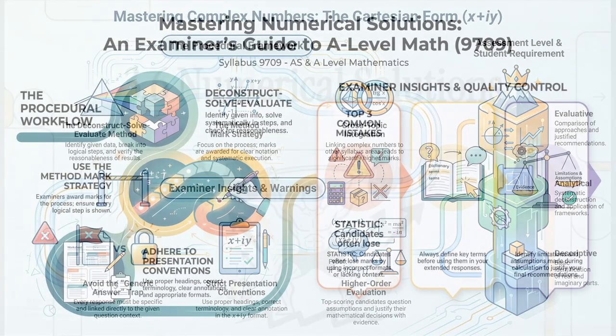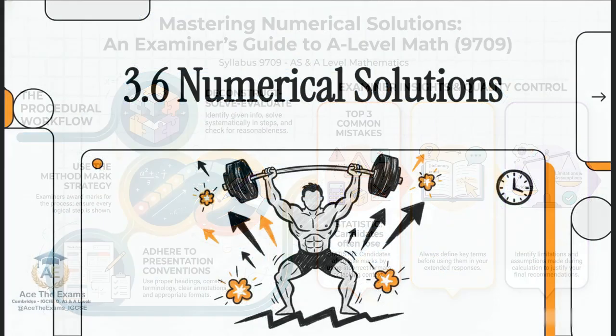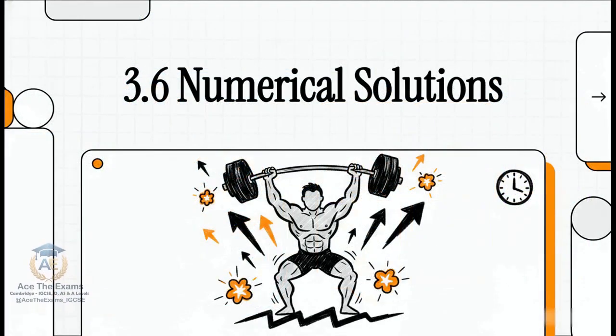We are diving deep into an absolutely critical area of the Cambridge AS and A-Level Mathematics syllabus, subject code 9709, specifically topic 3.6, numerical solution of equations. Now, I want you to think about how you usually approach complex math problems. Do you just start writing and hope for the best? Today, we are going to completely flip that script.